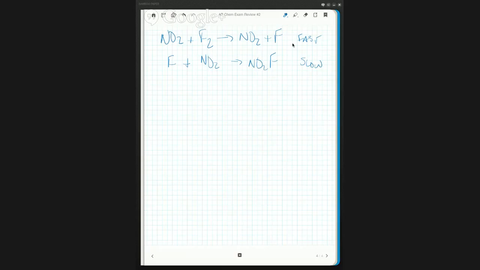Okay. Well, the rate law comes from the slow step. And so usually the rate is equal to k times the concentration of F times the concentration of NO2. And k, if you remember, is lowercase k. It's a reaction rate constant. And so that's the same for any reaction at that temperature, for that experiment.